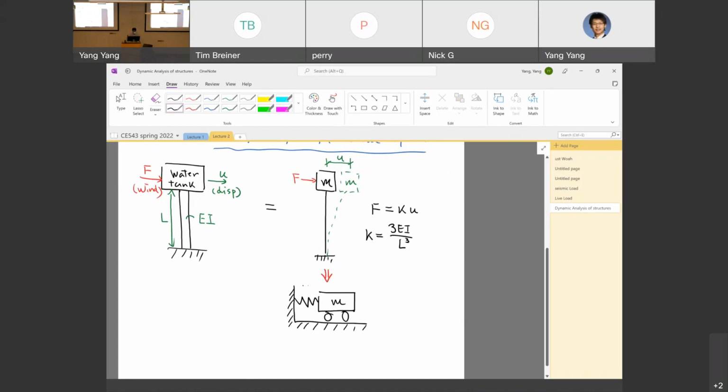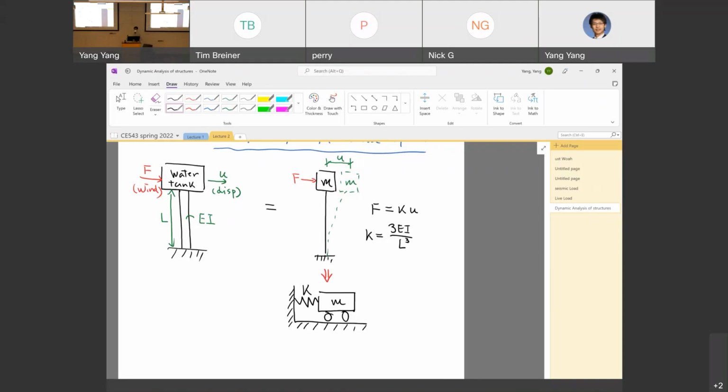Because we know that the stiffness of that column does not change with time, it's a constant number. So we still have the constant K. And the mass of that water tank, if we assume that the water tank is either full or empty, the mass is not changing either. So all of the K and M are constant numbers with time.